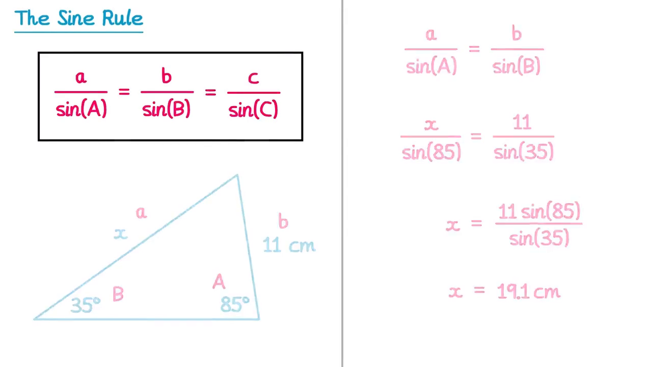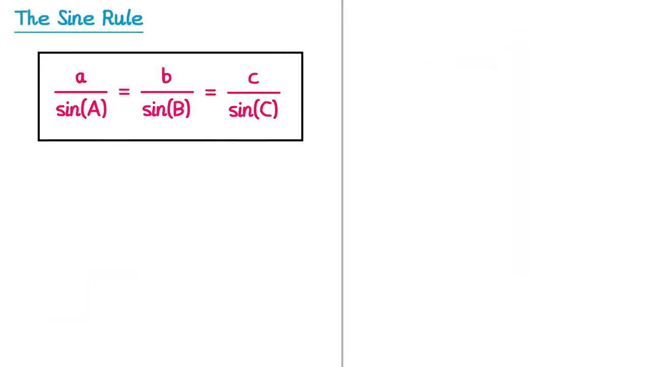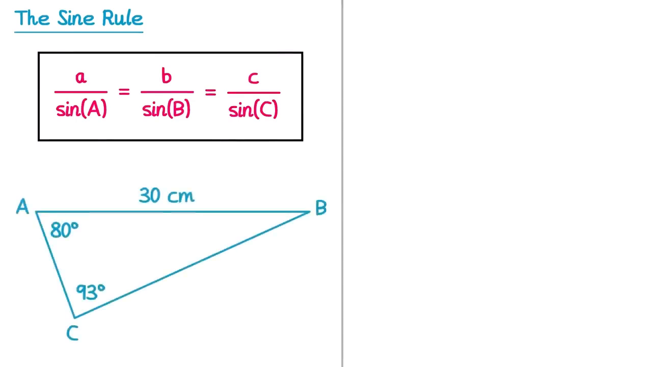Now let's try a second example. So in this question here, we may be asked to find the length of BC. Since there's no label here, I'm going to label BC with an X to remind me that that's the one we're trying to find.